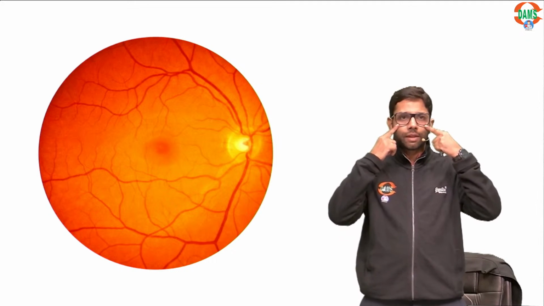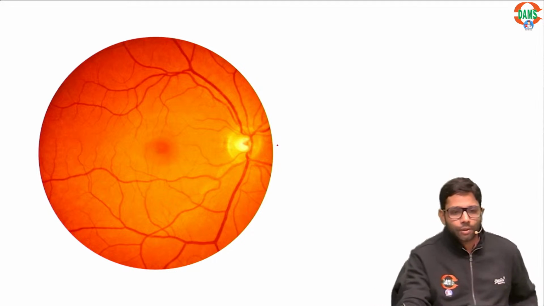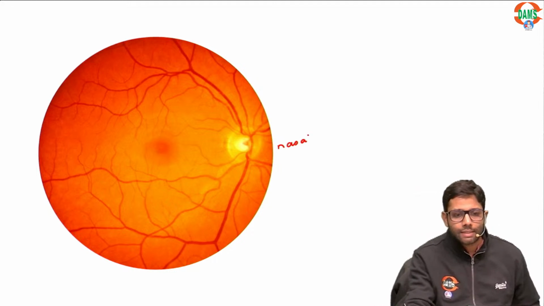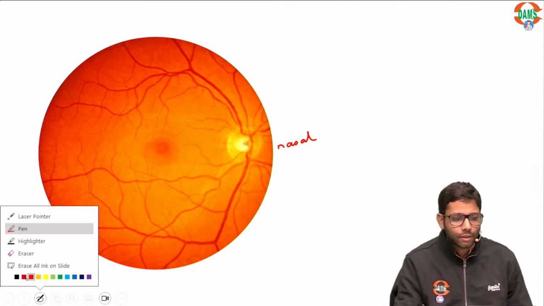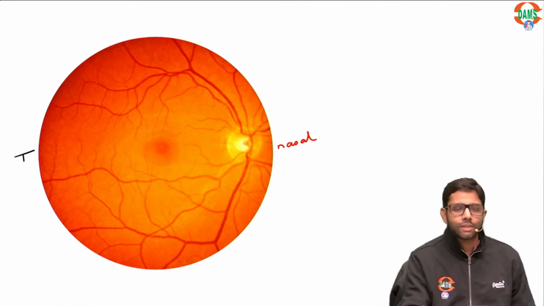For example, I am your patient, standing face to face towards you. This is my right eye, this is my left eye. So this is the optic disc. The optic disc is on the nasal side of the retina. And if we go temporal, this is the temporal side of the retina.